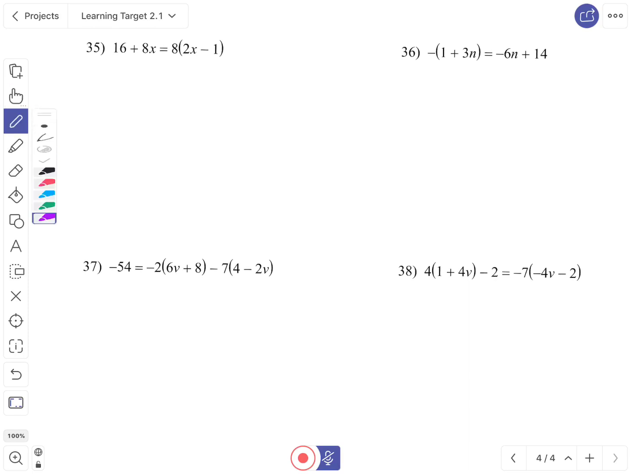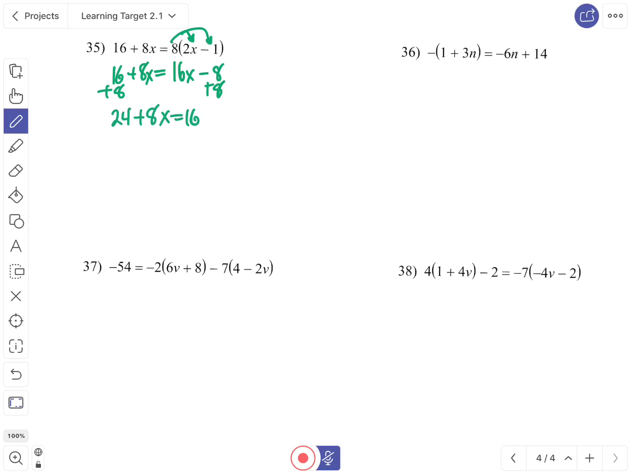So we just keep trucking along here, don't we? So we multiply here by 8, giving us 16x minus 8 equals 16 plus 8x. So add an 8 to both sides, giving us 24 plus 8x equals 16x. Subtract an 8x. My goodness, I think I've done too many problems, haven't I? Divide by 8. We get 3 equals x.